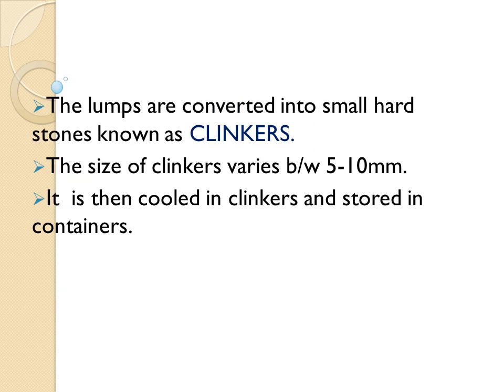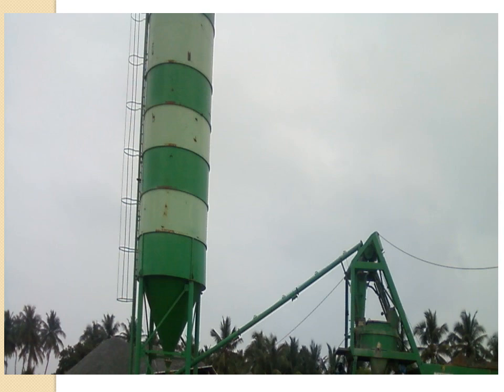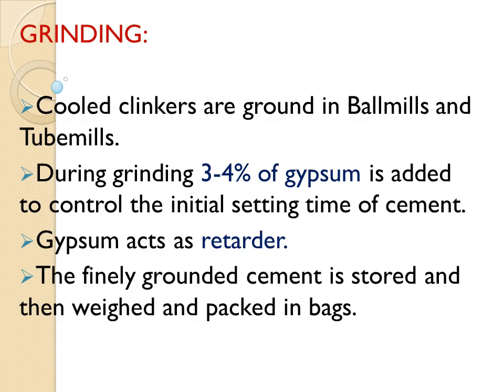The lumps are converted into small hard stones, which we usually call clinkers. The size of clinker varies between 5 to 10 millimeter. It is then cooled and stored in containers. This picture that I have here is just a semi-storage chunk in a batch plant.